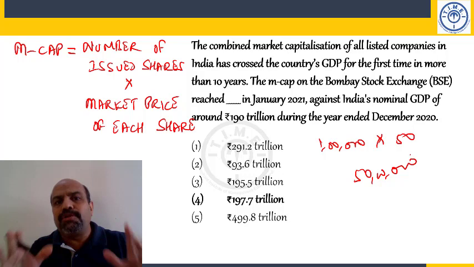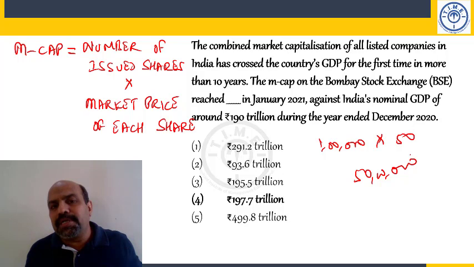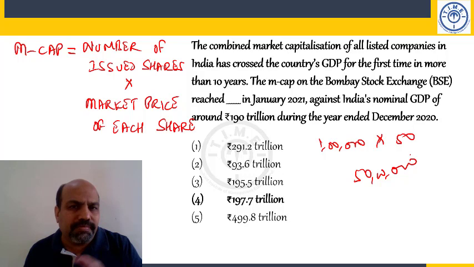Okay. And the biggest company in India by virtue of market capitalization is Reliance Industries. Second is Tata Consultancy Services and the third is HDFC Bank. So these things go up and down depending on the prices of different shares and everything. So we should not give a lot of importance to these things. Okay.